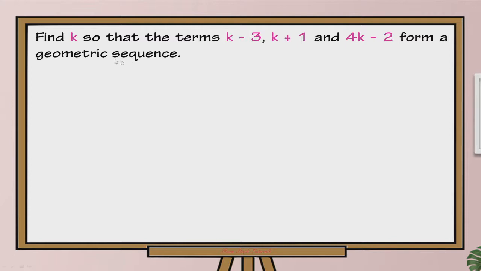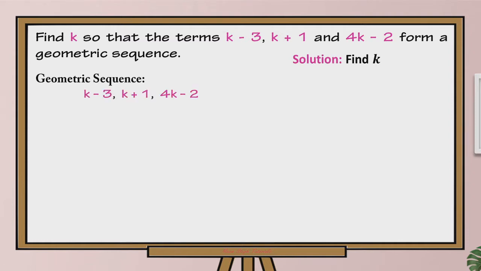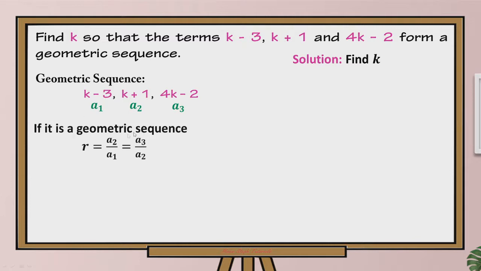So, kailangan alam natin yung definition ng ating geometric sequence para masagutan to at para makuha natin ang value ng k. So, yung ating geometric sequence based sa ating problem ay k minus 3 ang ating first term, k plus 1 ang ating second term, at 4k minus 2 ang ating third term. So, since sinabi sa problem na ito ay geometric sequence, at alam natin na kapag ito ay geometric sequence, yung common ratio niya ay magkapareho if we will divide a sub 2 to a sub 1 or kahit i-divide natin ang a sub 3 or yung third term sa second term.